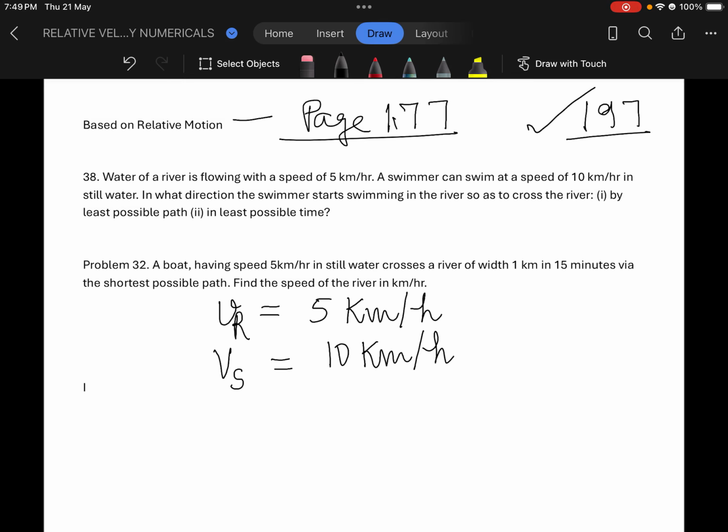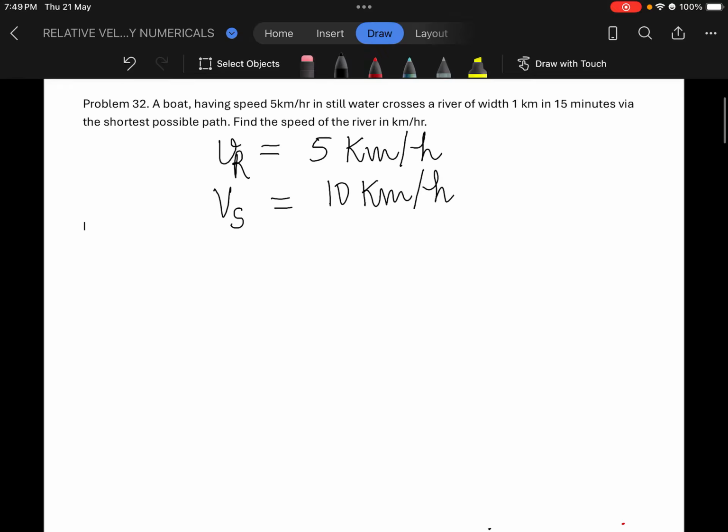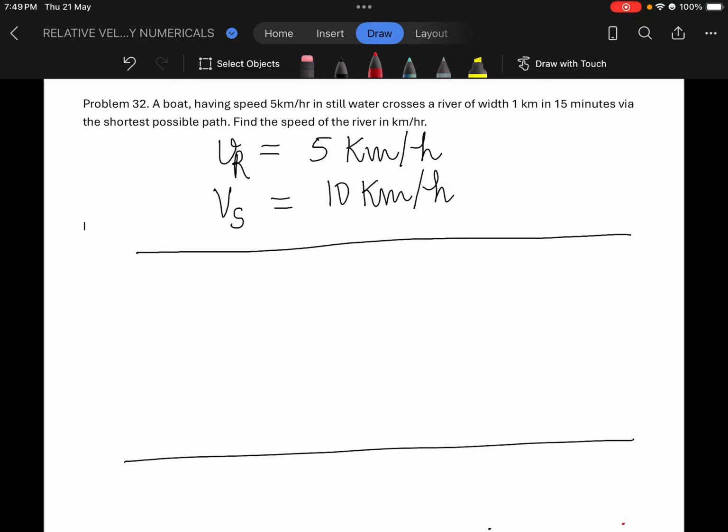You have to find in what direction the swimmer starts swimming in the river so as to cross the river by the least possible path. Means you have to find in what direction the swimmer should swim so that he crosses the river in the least possible path. See here, this is the river, and suppose the river is flowing in this direction. It is clear. Now if the swimmer is swimming on this side, what is the least possible path? The least possible path is this.